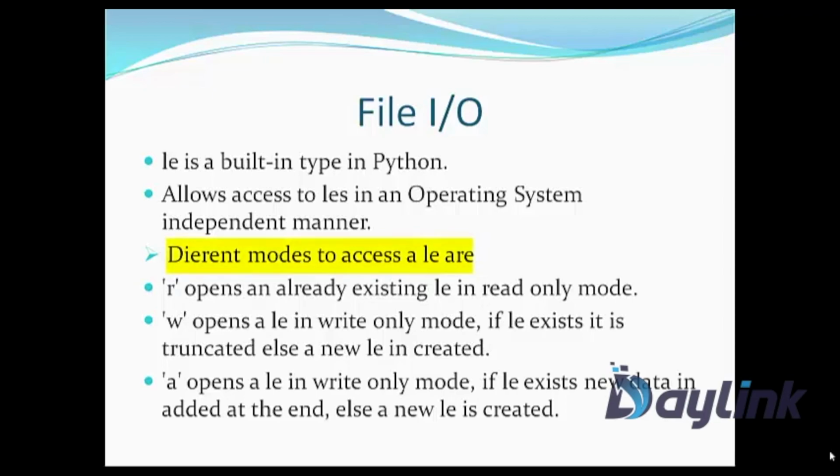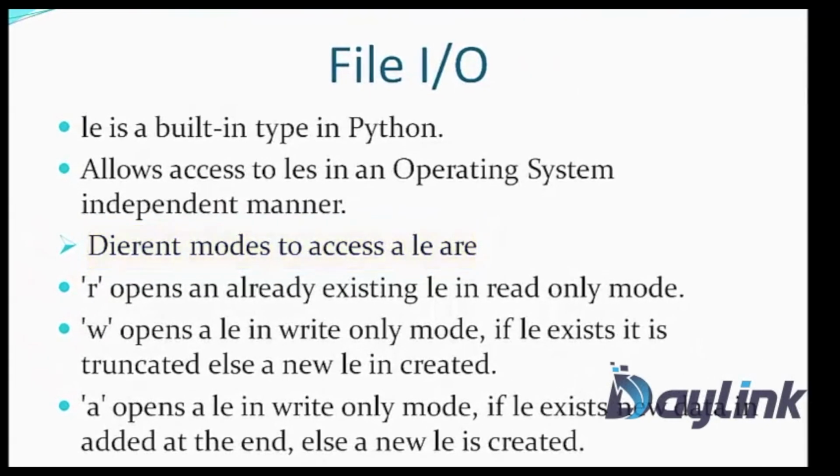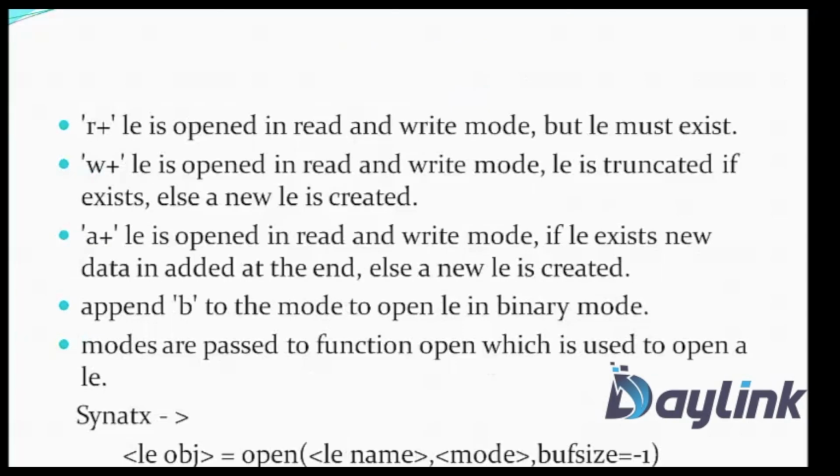Direct modes to access a file are: r is used for opening an already existing file in read-only mode. w opens a file in write-only mode. If the file exists, it is truncated as a new file is created. a opens a file in write-only mode. If the file exists, new data is added at the end, else a new file is created.